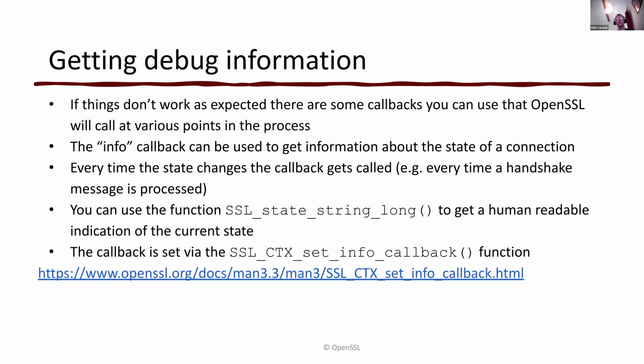So what you do is you create a callback, you set that callback through this function SSL CTX set info callback, and within that callback you query the state through SSL state string long, and you can put it in a log file or print it on the screen or whatever you want to do with it.